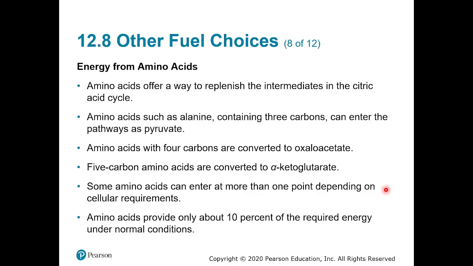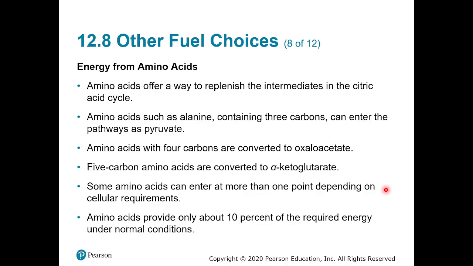Amino acids are going to be a way to replenish the intermediates in the citric acid cycle. And so that's how they plug in. Amino acids like alanine contain 3 carbons. These are going to enter the pathways as typically pyruvate. Amino acids with 4 carbons typically are converted to oxaloacetate. 5 carbon amino acids are going to be converted to alpha ketoglutarate in the citric acid cycle.